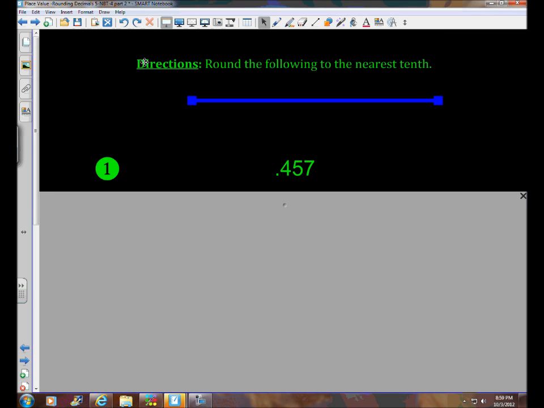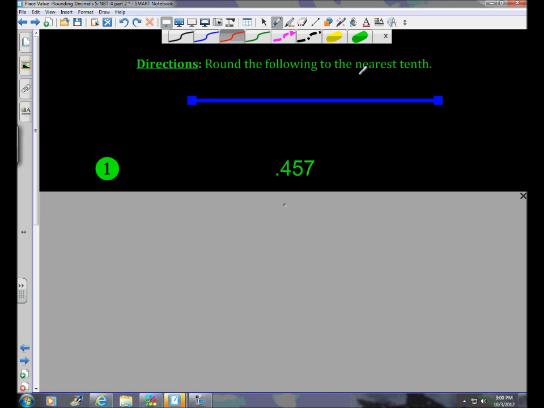And sometimes when you're rounding numbers or decimals, or whole numbers, the easiest way to look at it is to put it on a number line. So that's what we're going to do with this decimal. We've got 457 thousandths. And we want to round to the nearest tenth. So let's underline that. That's our math job. We're going to round to the nearest tenth.